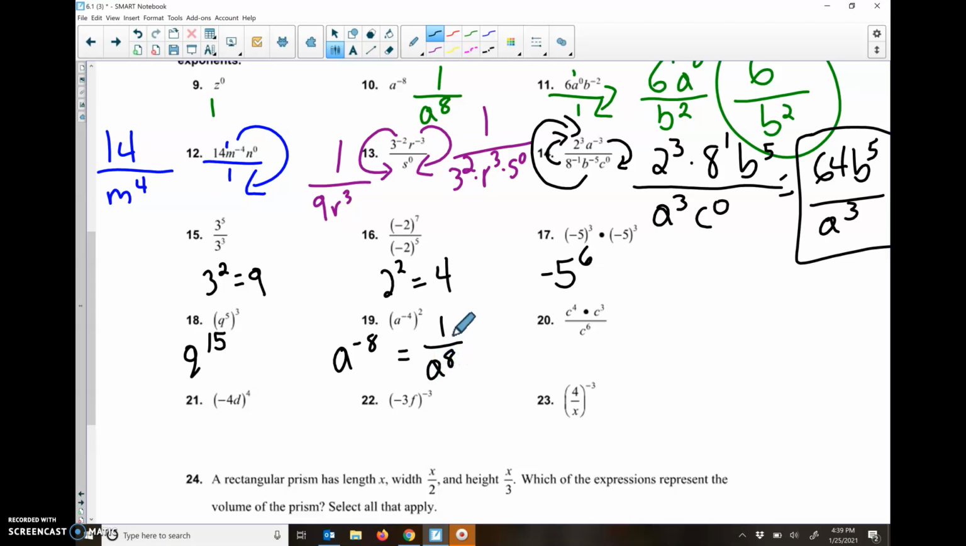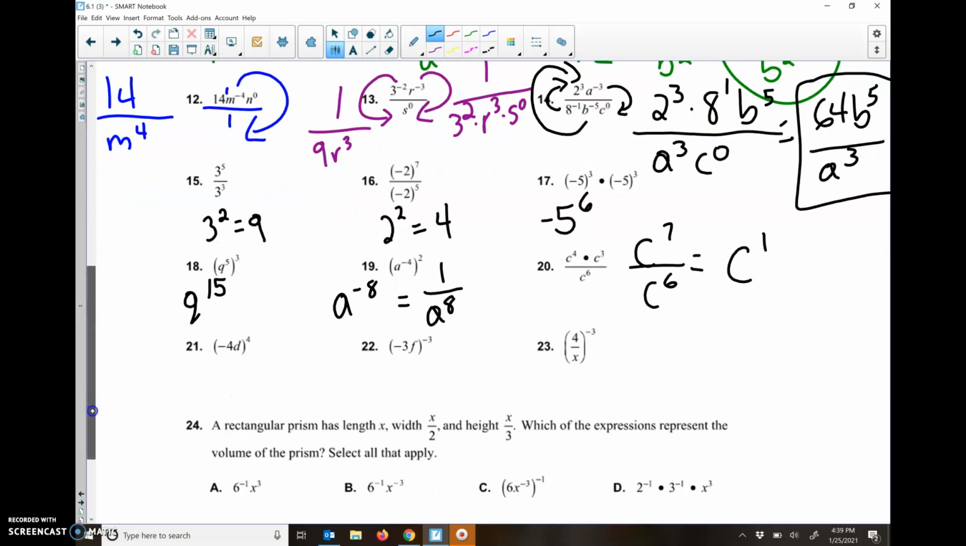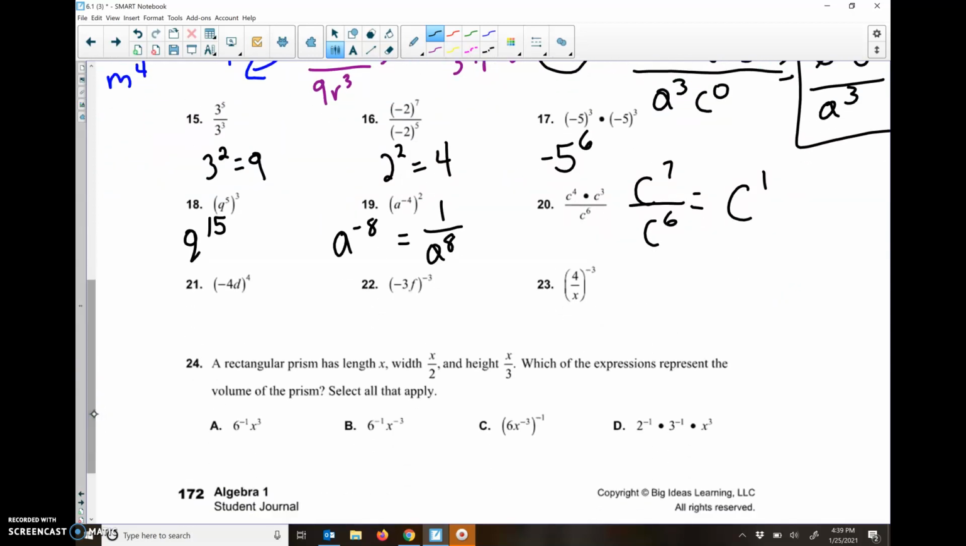Okay, 20, it looks like I have c4 and c3. That makes c7 divided by c6. 7 over 6, remember we're subtracting those. It's really just c to the first power, or c1. And then remember with these, it goes to both. So negative 4 to the fourth power and d to the fourth power. And whatever negative 4 to the fourth power is, we figured that out before, it's 256. D to the fourth power.